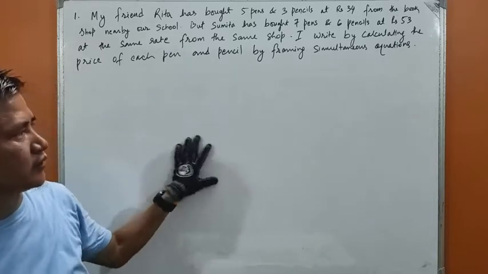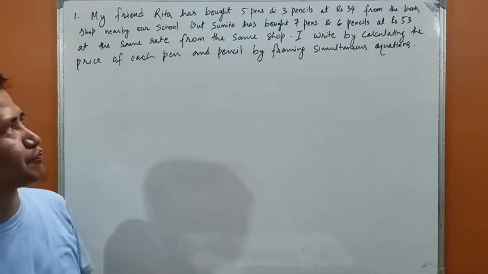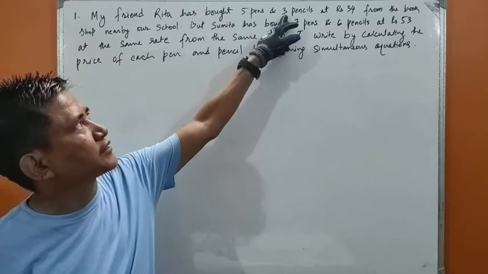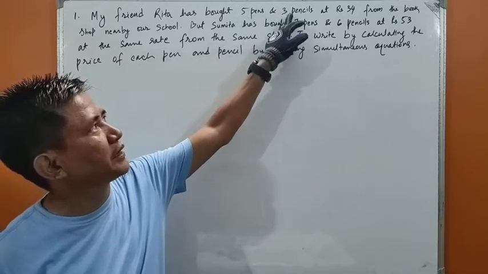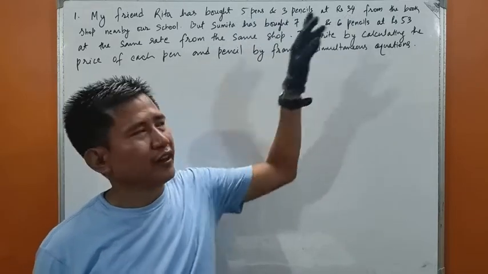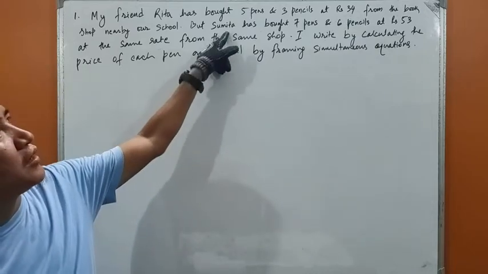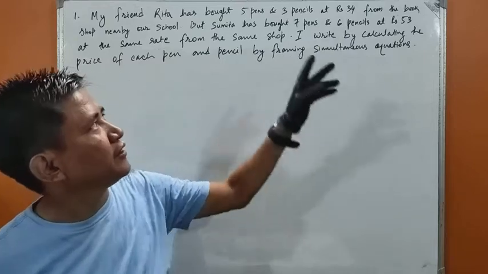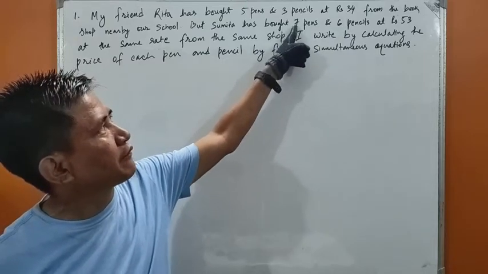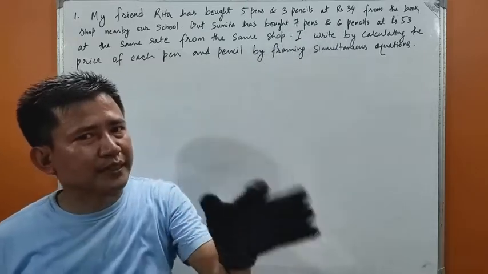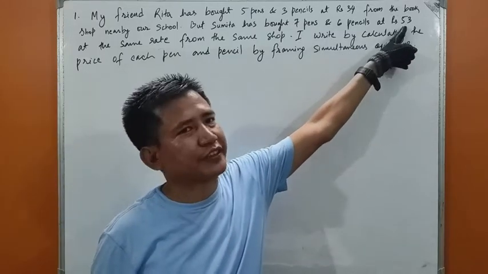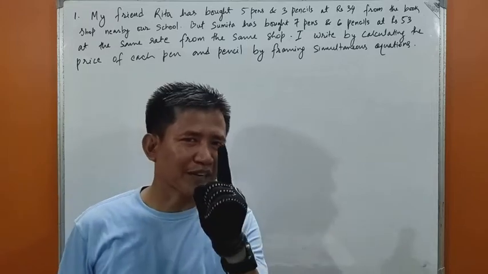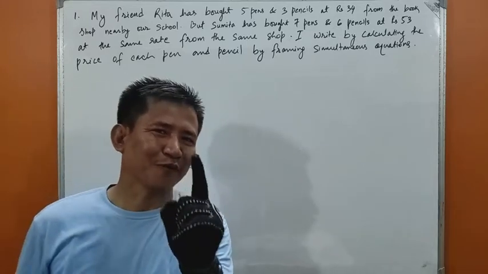Okay, this question is very simple. Rita bought 5 pens and 3 pencils at rupees 34. And Sumita bought 7 pens and 6 pencils at the same rate at rupees 53. Now the question is asking us to find the price of 1 pen and the price of 1 pencil.